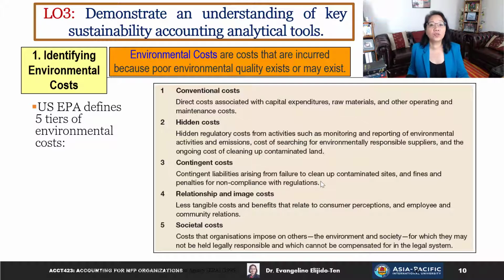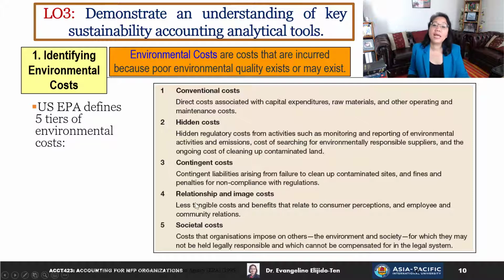The third one refers to contingent costs. This may include contingent liabilities resulting from failure to clean up, say, contaminated sites, also fines or penalties for non-compliance with regulations. Now, these are still considered contingent costs because they are not specified costs yet. They are contingent on something happening in the future, like failing to clean contaminated sites. So we do not know exactly how much those contingent liabilities or fines would be because it is sometime in the future.